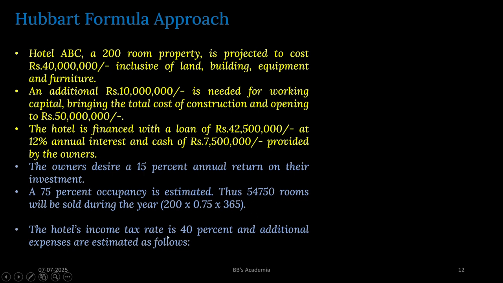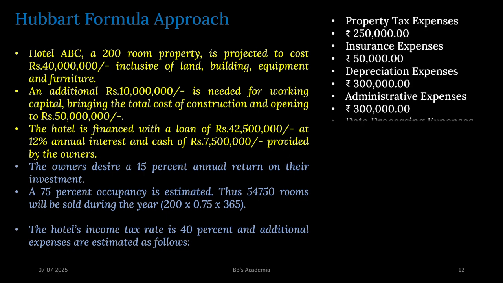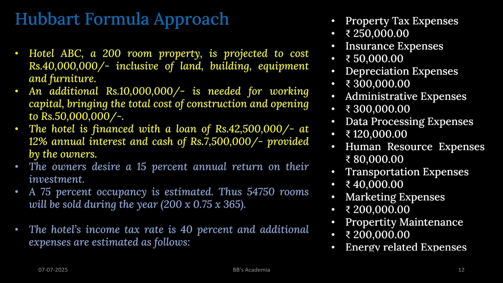The hotel's income tax rate is 40%. Additional expenses are estimated as follows. Other than that, it has some additional expenses and they are listed here. We have so many expenses: property tax, insurance expense, depreciation expense, administrative expenses, data processing expenses, human resource expenses, transportation expenses, marketing expenses, property maintenance expenses, energy related expenses. All these expenses are there. These are the expenditures already listed.